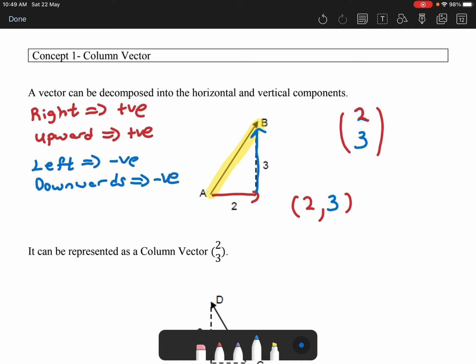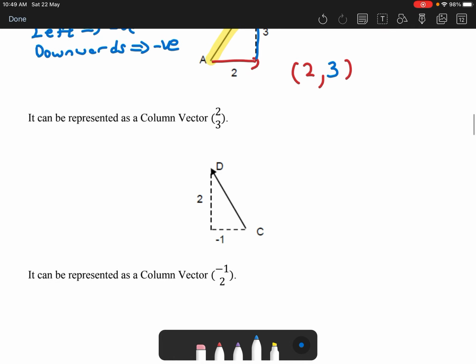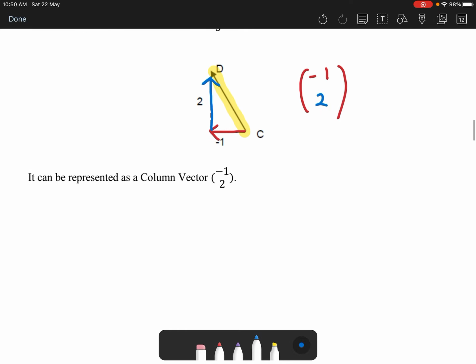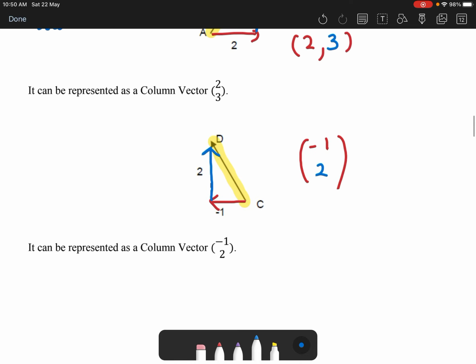Alright, okay, so let's take a look at some example. For this arrow, you can see that this arrow right here, the horizontal is pointing towards the left, and the vertical is pointing towards the upright. So I must represent this arrow in terms of -1 and +2. Okay, so this is column vector.